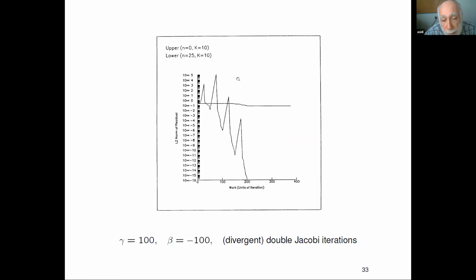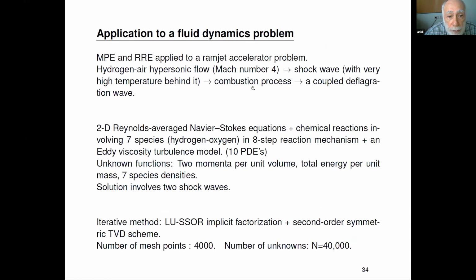This was a linear problem. Now we'll go to a nonlinear problem. This is an application that I did with a fellow at NASA Lewis Research Center. This is a ramjet accelerator with 7 species and chemical reactions. The solution has 2 shock waves, and the iterations in the computer program are very complicated.